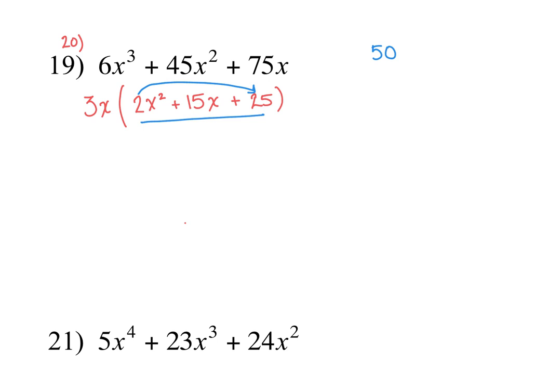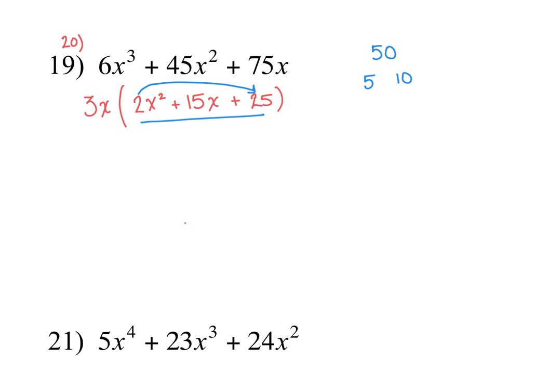I want a positive 50, which means I either want a positive positive or a negative negative. I'm going to look at that 15 and see they're both positive. I need factors that multiply to give me 50 and add to give me 15. What two numbers multiply to give me 50 and add to give me 15? 5 and 10.